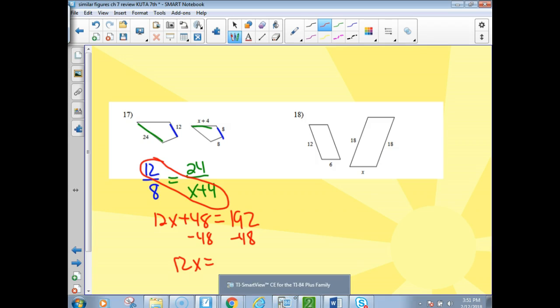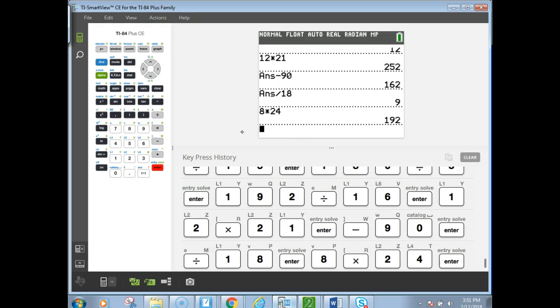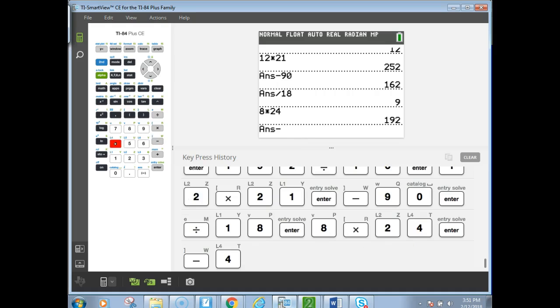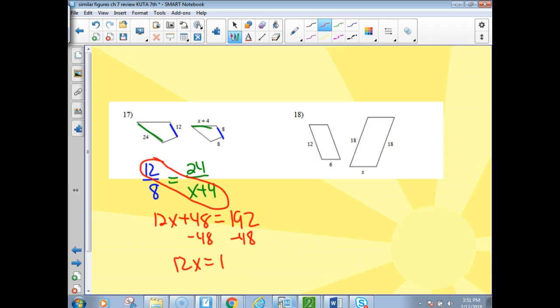12 times x equals, got 192 minus 48. That's 144. And then I know my times tables for that. We got to divide by 12. 144 divided by 12 is 12.